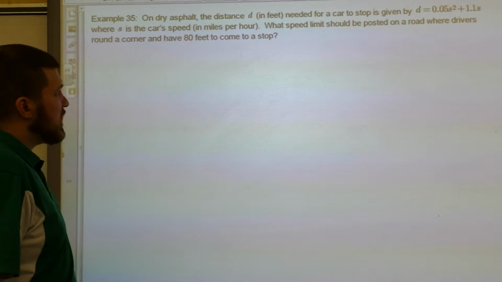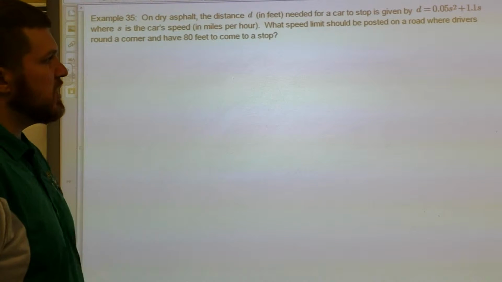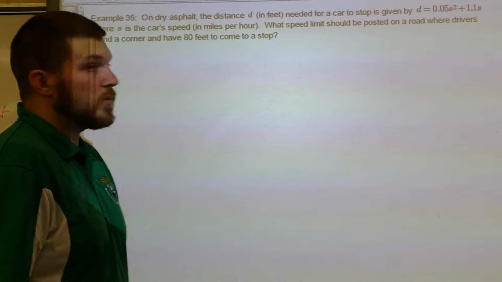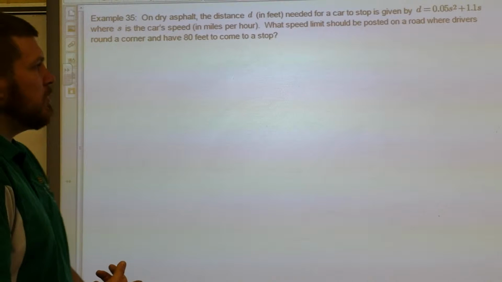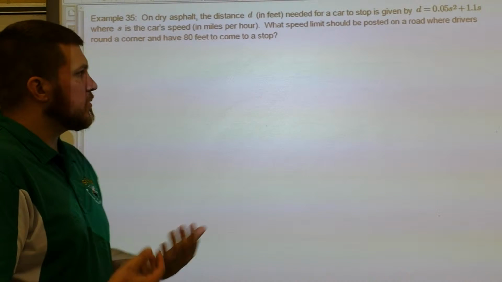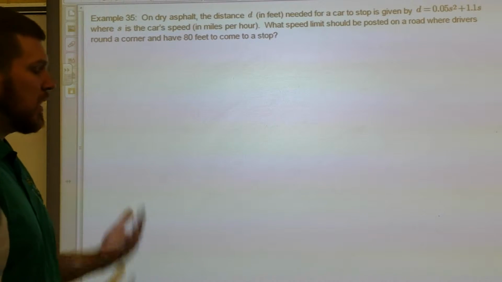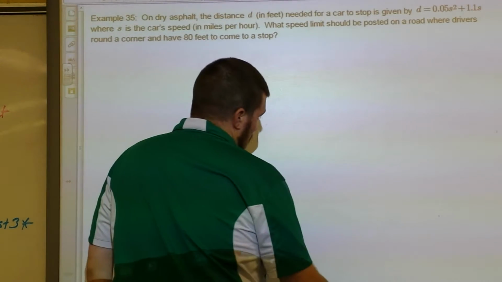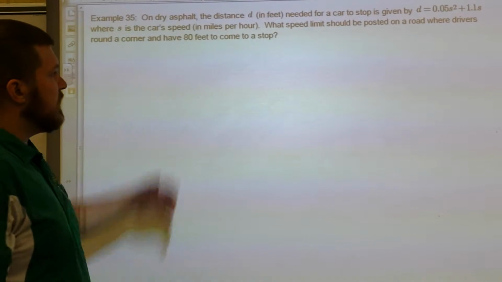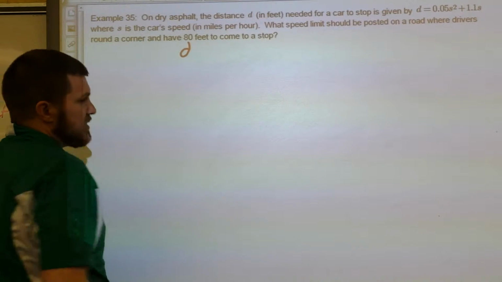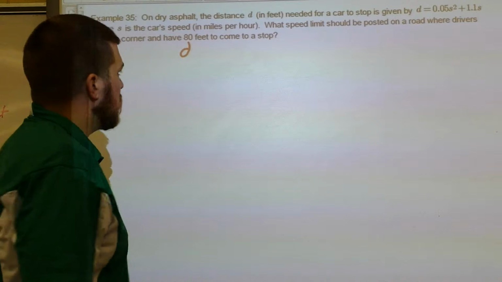Alright, so on dry asphalt, the distance d in feet needed for a car to stop is given by the equation d equals 0.05 s squared plus 1.1 s, where s is the car's speed in miles per hour, and we want to know what speed limit should be posted on a road where drivers round the corner and have 80 feet to come to a stop. With any word problem, you always want to label what information they give you. Well, 80 feet, that's our d, the distance they have to come to a stop. We're trying to solve for s, so let's plug in what we know.